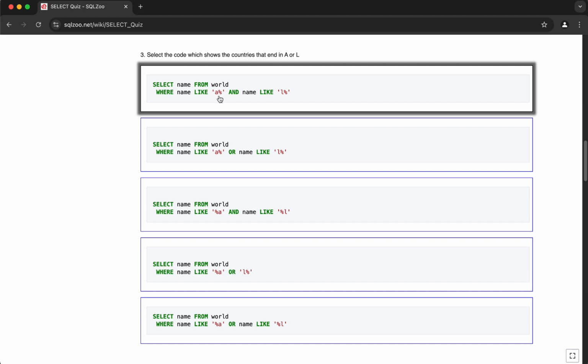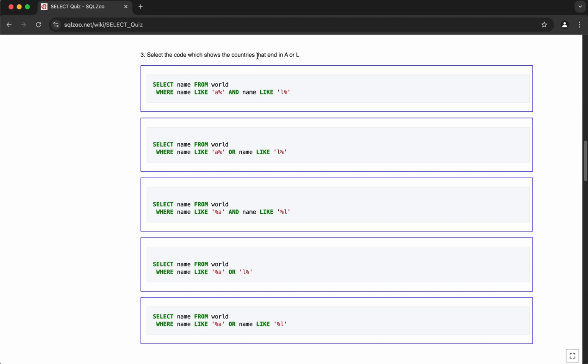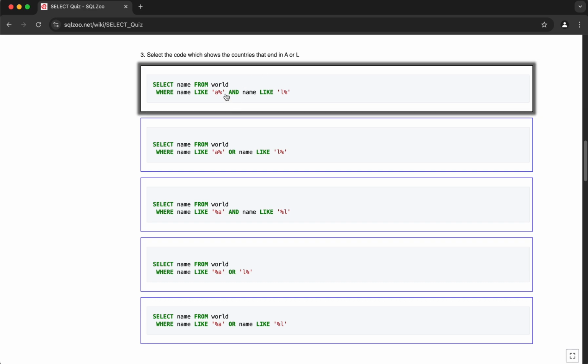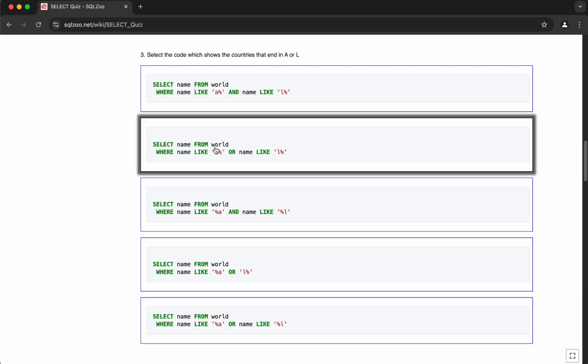Because if we look at question number 2, we can remember that if the parentheses is after the letter or letters, that means this is talking about the beginning of the word, or we can say the name of the country. We're looking to show the names of countries that end. So we need the parentheses to be in the beginning of this. Let's go to the second option. We can see we're dealing with the same issue here.